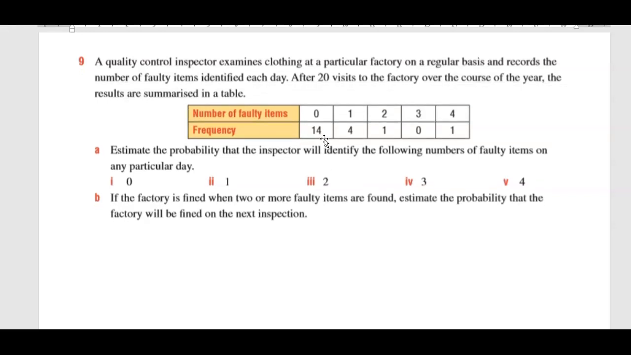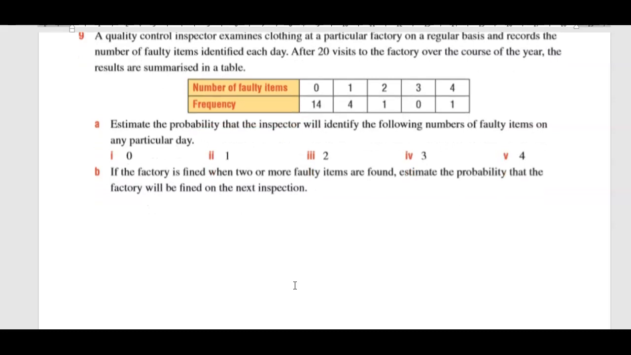On 14 of those days, there were 0 faulty items. On 4 of those days, there was 1 faulty item. On 1 day, there was 2. At no time did they have 3 faulty items, and 1 day there was 4 faulty items. All right, so we're going to estimate the probability that the inspector will identify the following faulty items.